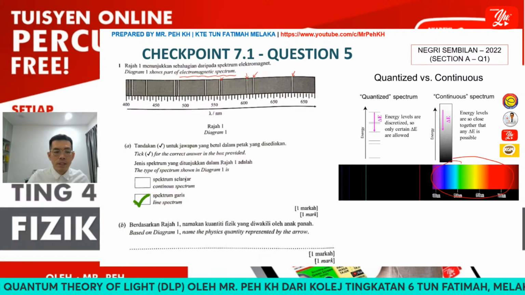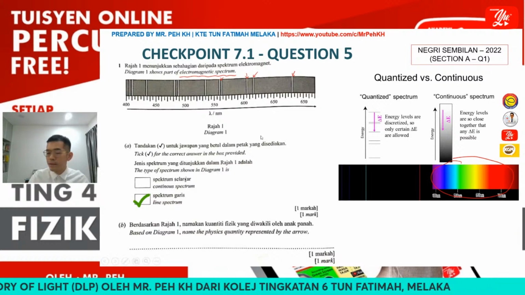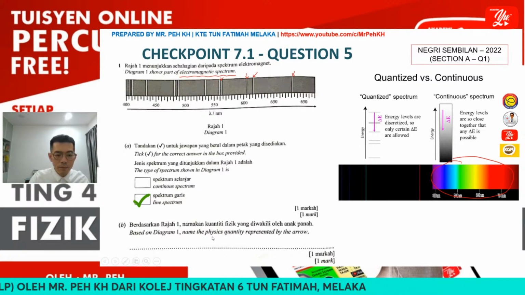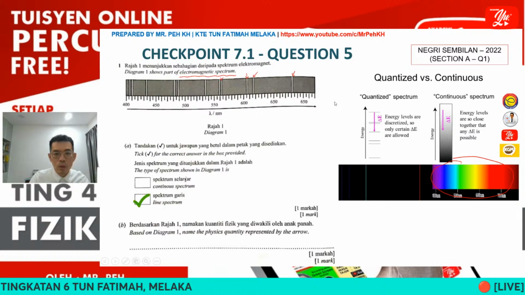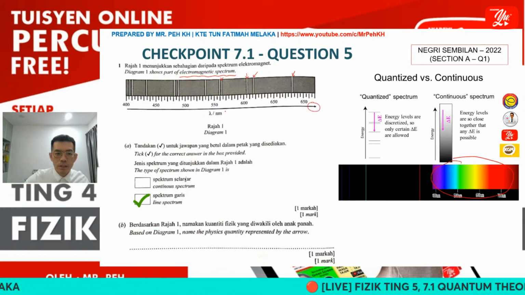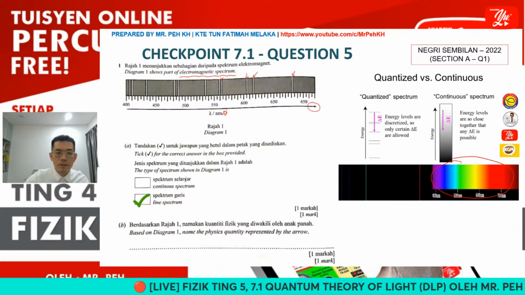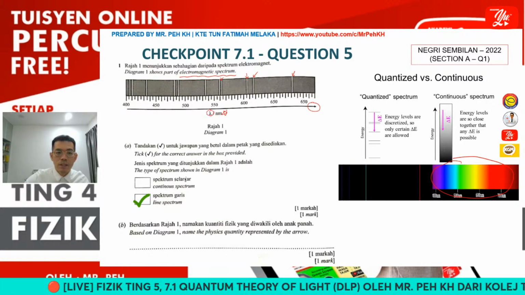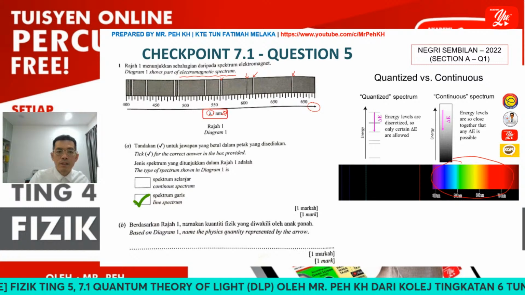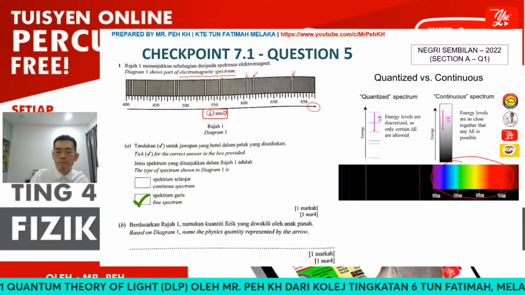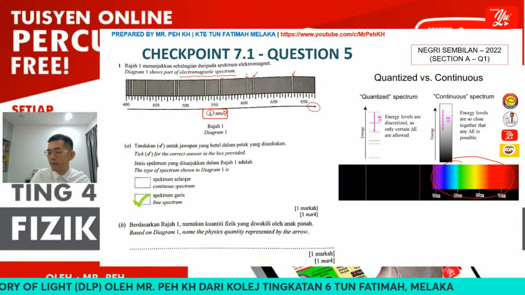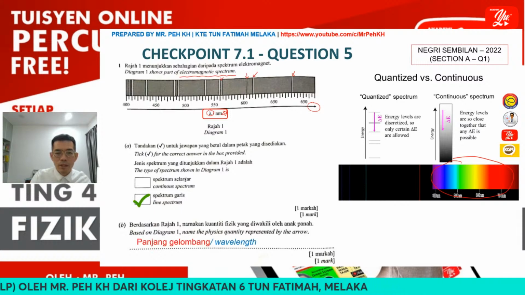Okay, then the next question, based on diagram 1, name the physics quantity represented by the arrow. So the arrow will be here. Okay, so the physics quantity shown by the arrow will actually be the lambda. Okay, so lambda actually represents the wavelength. So the answer here will be wavelength.